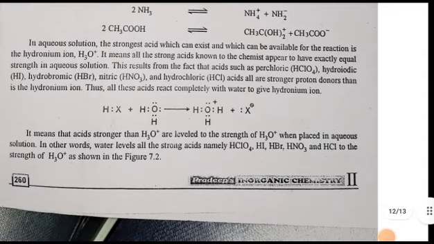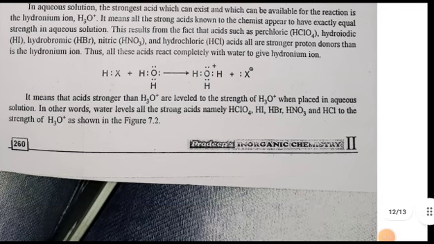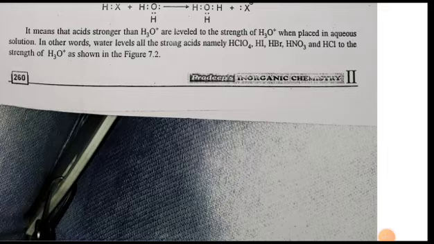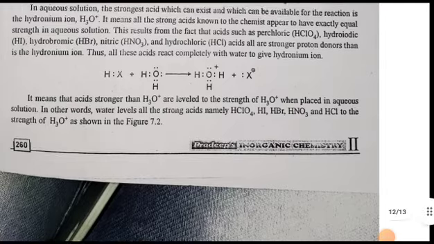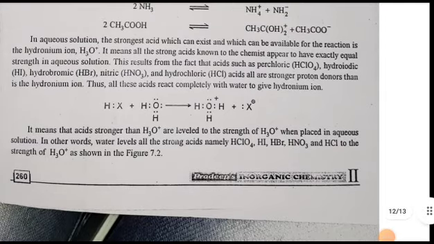In aqueous solution, the strongest acid which can exist and which can be available for the reaction is the hydronium ion. It means all the strong acids known to the chemist appear to have exactly equal strength in the aqueous solution. This results from the fact that acids such as perchloric, hydroiodic, hydrobromic, nitric, and hydrochloric acid are stronger proton donors than the hydronium ion. It means that acids stronger than H3O positive are leveled to the strength of H3O positive when placed in aqueous solution. In other words, water levels all the strong acids, namely HClO4, HI, HBr, HNO3, and HCl to give the strength of H3O positive.